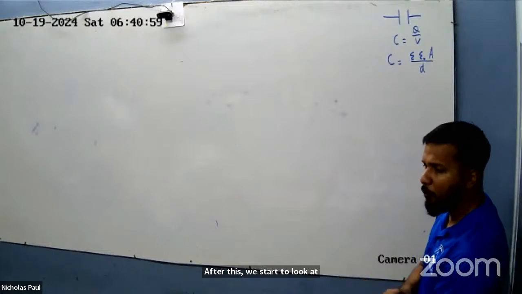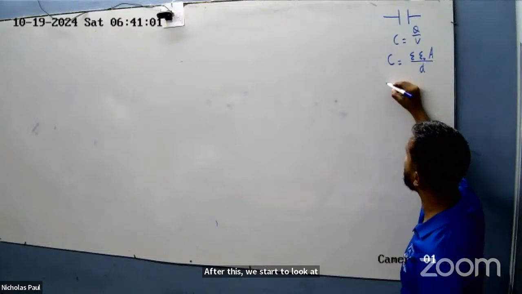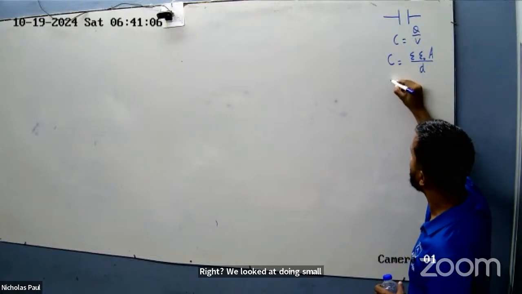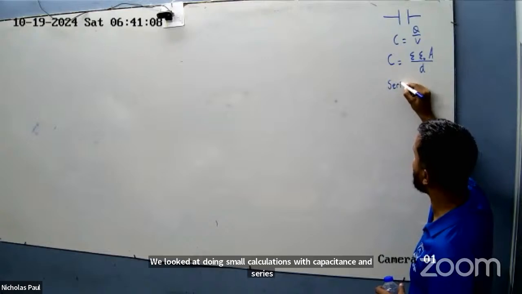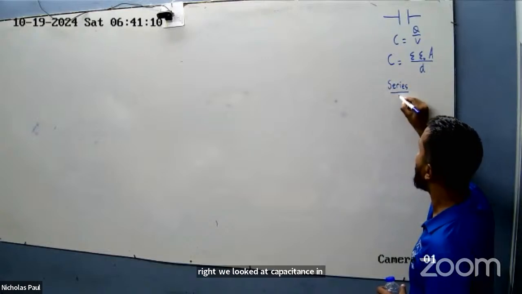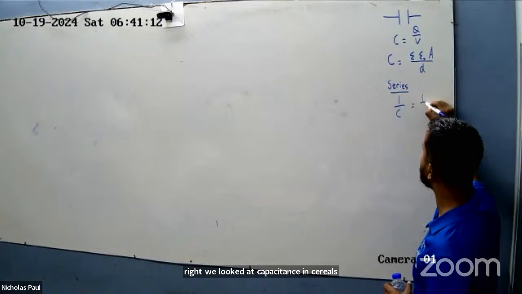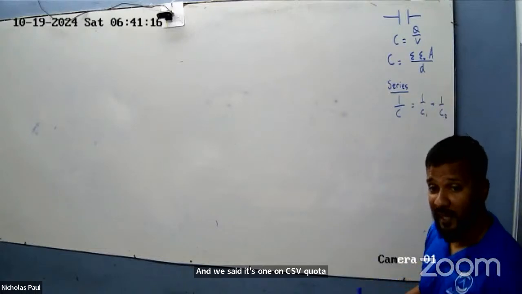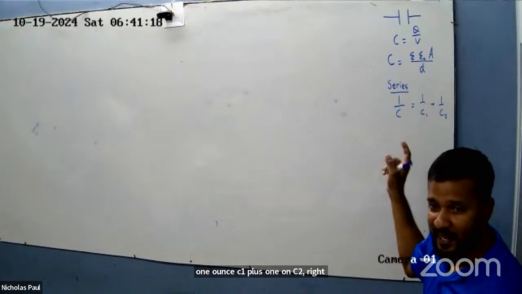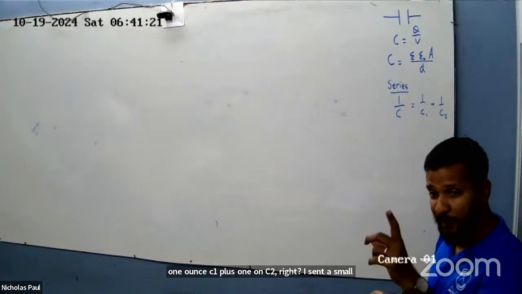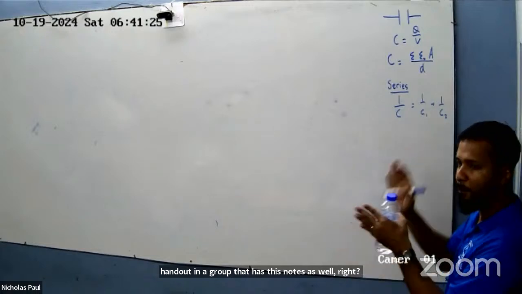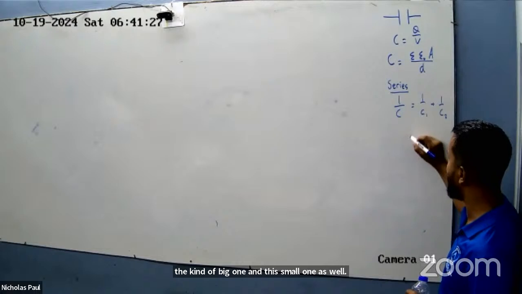right? We looked at doing small calculations with capacitance in series. We said 1 on C is equal to 1 on C1 plus 1 on C2. Right? I sent a small handout in the group that has these notes as well, the big one and the small one. In the end, I'll combine all those into a nice summary.